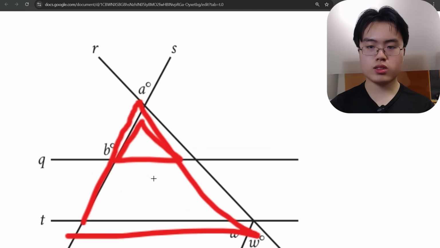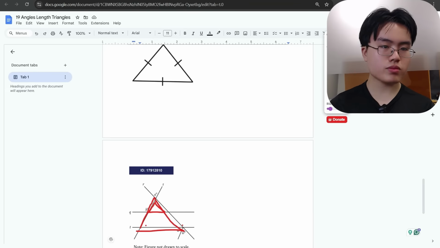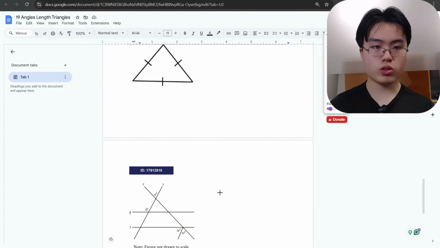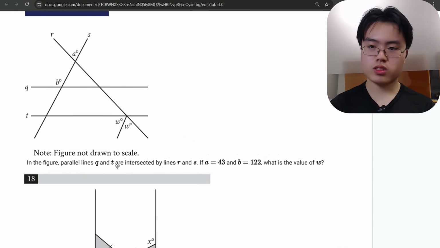So we know that we need to find at least 2 of the angles here to get the third one. Okay, let me read the question because I don't remember the answer to this or remember how to solve it. This looked hard, so I picked it.